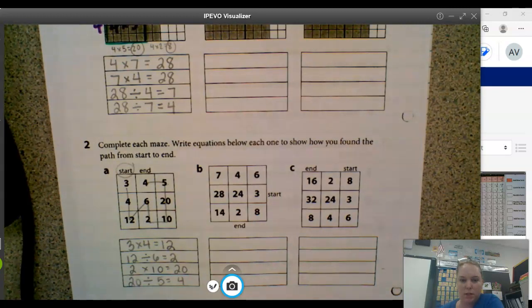Okay, so I want you to take a second and try to solve the other 2 mazes. So pause the video and then come back when you're ready.